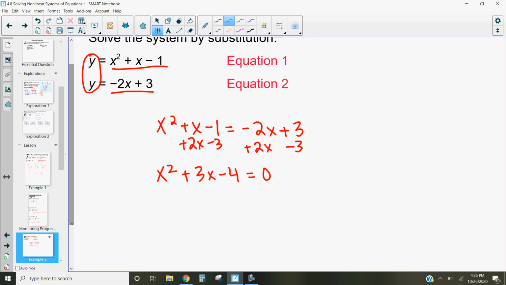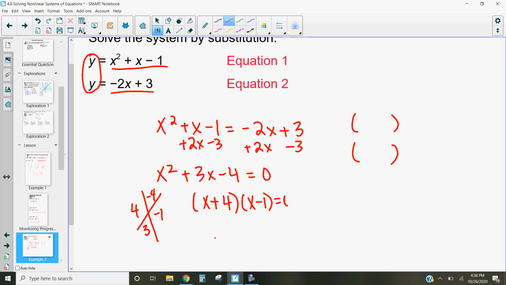Fantastic. Then what we want to do is we want to solve this for our x values. Now remember, solutions are going to be xy pairs, but we can find those x values and then take our x values, plug them back into our equation to get the y values. So I'm going to solve this one by factoring. So I want two numbers that multiply to negative 4 and add to 3. Well, that's going to be 4 and negative 1. So this becomes x plus 4 times x minus 1 equals 0, which means x equals negative 4 and x equals 1. So those are going to be my two x values here, negative 4 and 1.